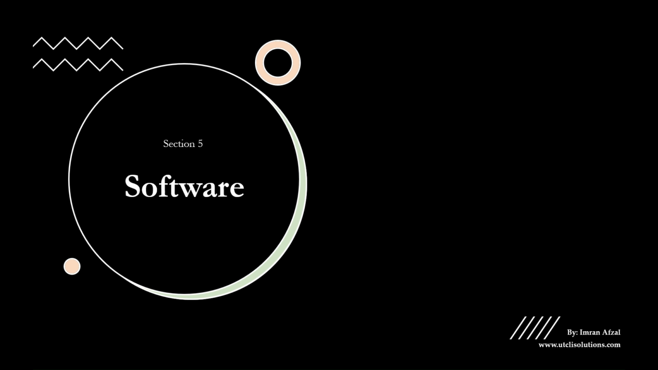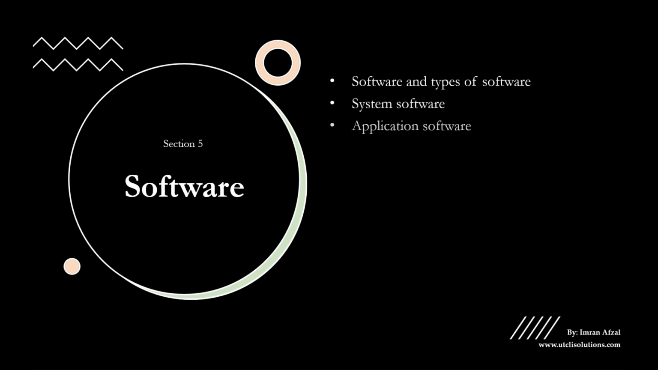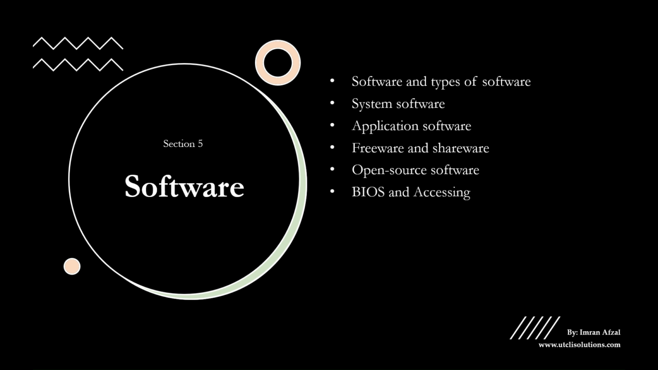Then moving to section 5, which will be software and different types of software, system software, application software, freeware and shareware, open source software, BIOS and accessing the BIOS, programs and services. There are so many things you have probably heard about software. Hey, is this free software? We'll talk about everything in this section.